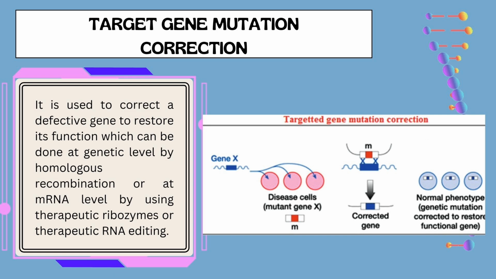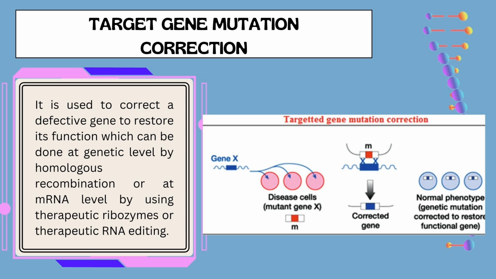Then also yung number 2, yung therapeutic ribozymes are specifically designed RNA molecules that act like molecular scissors, cutting and removing the defective mRNA before it can be translated into a faulty protein, which prevents the production of defective protein, effectively correcting the gene's function at the mRNA level.